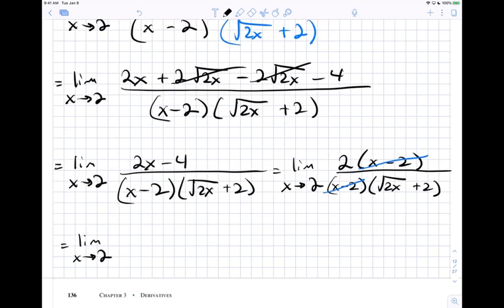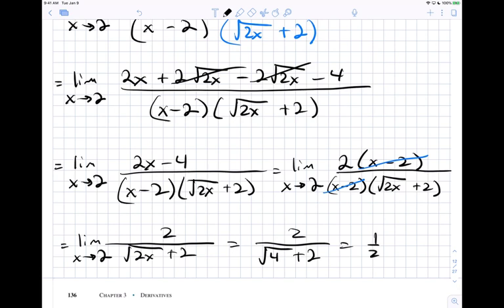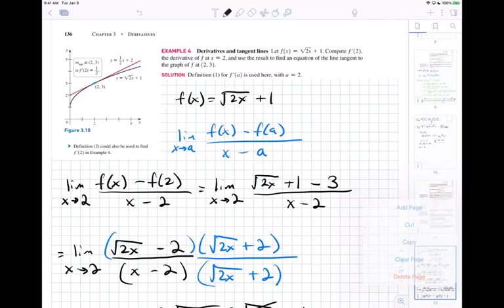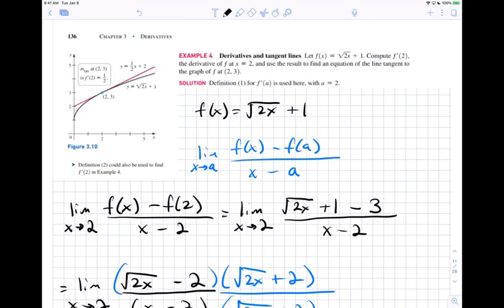Now we can essentially just plug in. We've got the square root of 2x plus 2 under 2, and this is basically the square root of 4 plus 2 under 2. That's going to be a half. So this is going to be the slope of the secant line, right? Or this is going to be the slope of the tangent line. Okay, so the slope is there.